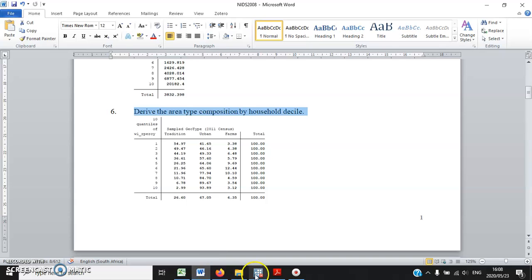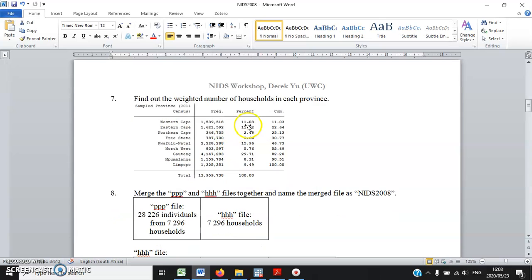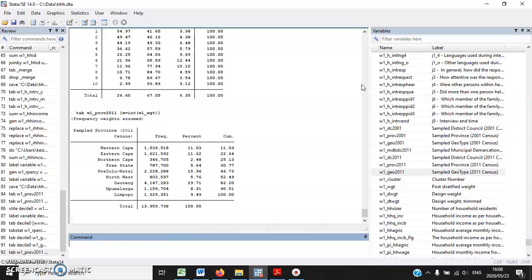Next question, find out the weighted number of households in each province. It is very easy. Another question that helps to refresh your memory on what you learned before. This is a one-way tabulation. I shouldn't have typed the variable, I should have just clicked the variable. W1, WGT. Very straightforward. Happy with this one?